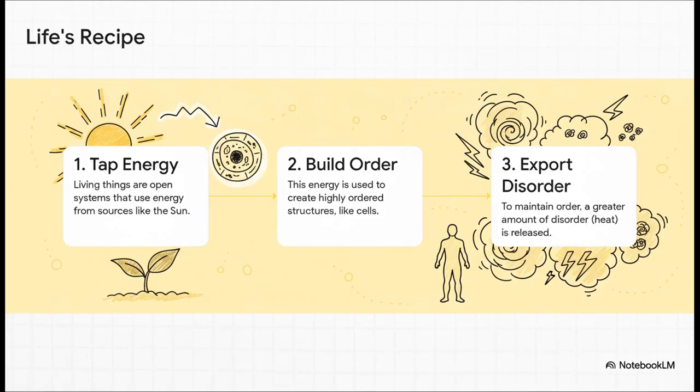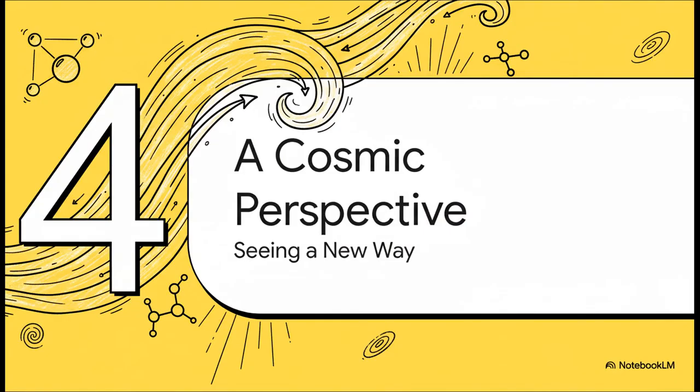Well, the trick is living things aren't closed boxes. We are absolute masters at finding a source of energy, like the incredible flow of energy from our sun, and using it to build these little pockets of order for ourselves. We build cells, we build bodies. But, and this is the crucial part, there's a price to pay. To create that little bit of order here, we have to pump out a ton of disorder back into the universe, mostly as waste heat. So think of life as this incredibly clever engine that creates local tidiness by making the rest of the universe even messier.